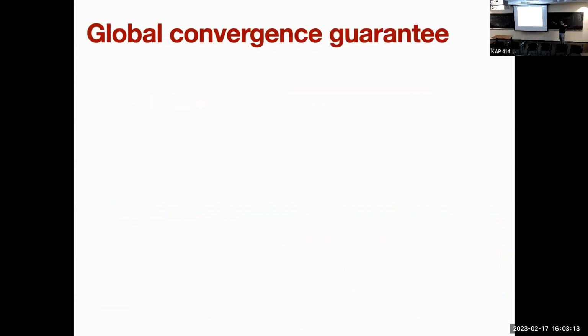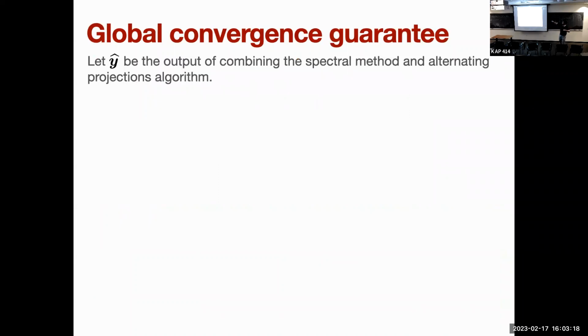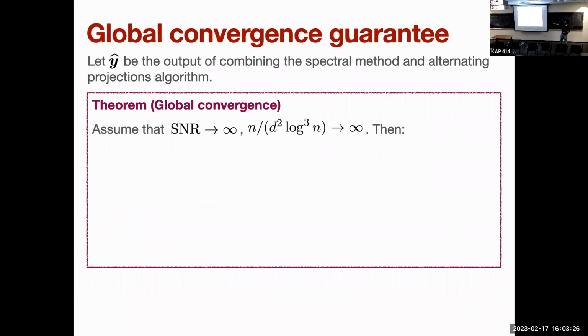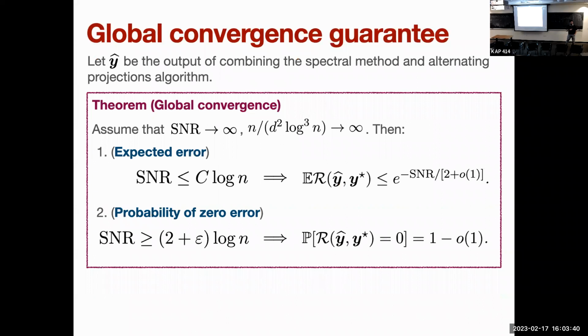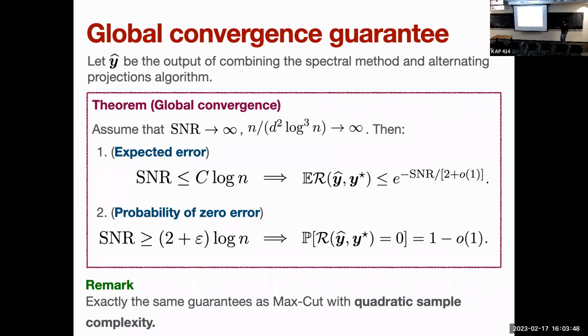So combining those two, what we get is a global convergence result. Imagine that y is the output of first running the spectral method and using that to warm start the alternating projections algorithm. Then in a slightly different regime, if we assume now that the SNR goes to infinity as before, but n now grows quadratically with d, then the solution y hat would actually solve the max-margin problem. So we get exactly the same guarantees as before, but with quadratic sample complexity. But this method actually runs in polynomial time.